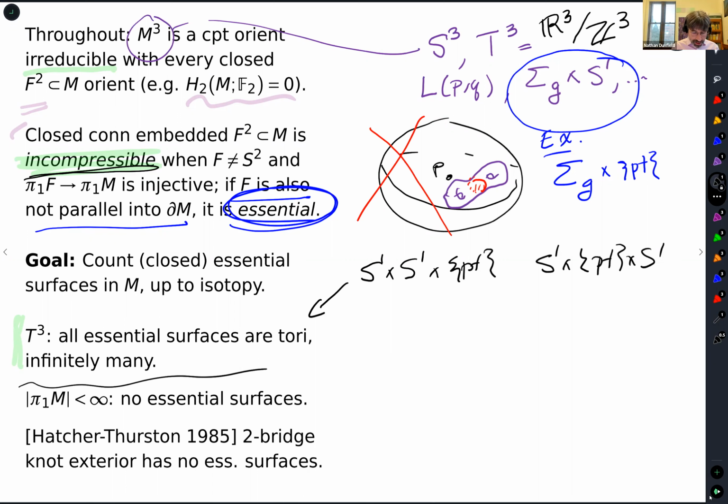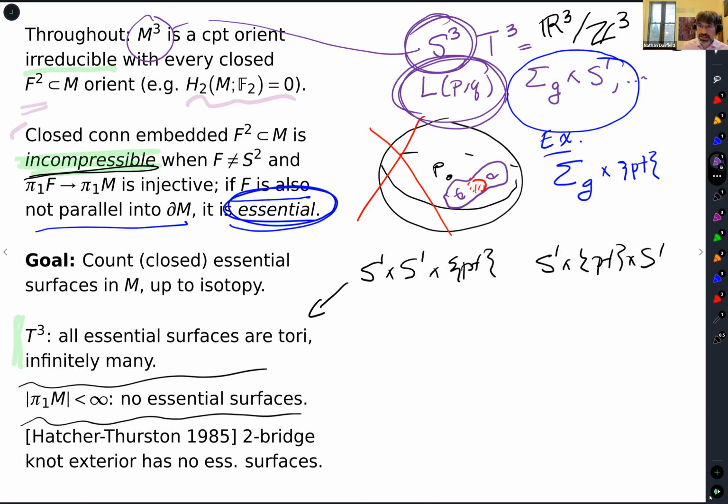Another example where the count is simply 0 would be any 3 manifold where the fundamental group is finite. For example, the 3 sphere, or one of these lens spaces, where the fundamental group is a finite cyclic group. Those can't contain an essential surface because we're talking about an orientable surface of genus at least 1, which has infinite fundamental group. So its fundamental group can't sit inside the fundamental group of a manifold like this. Okay, so we have some answers where it's infinite, some where it's 0.